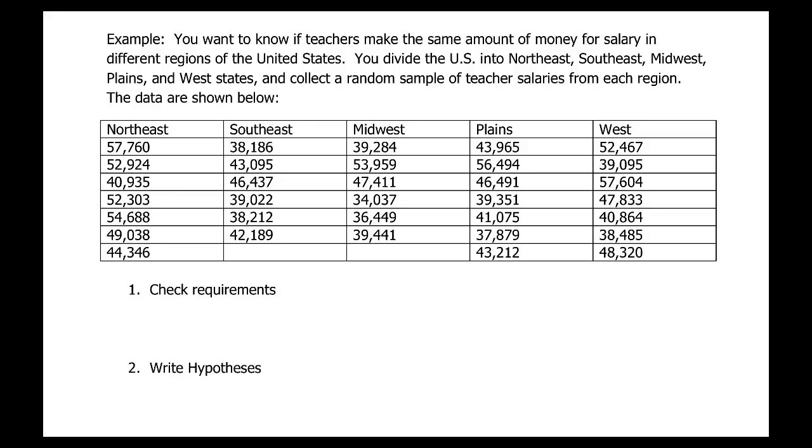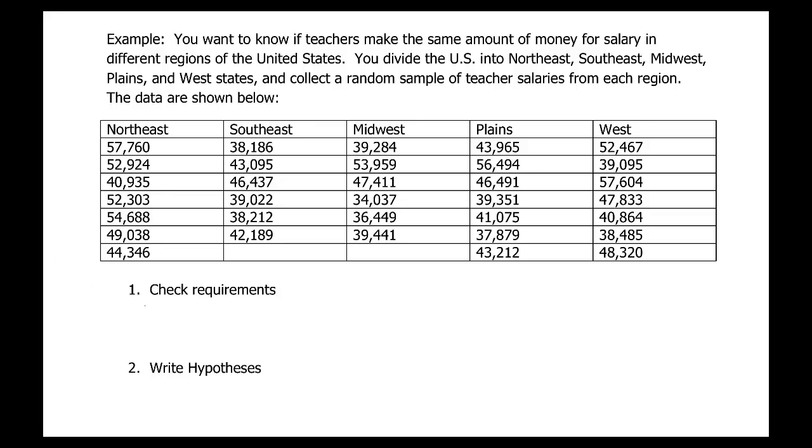So the example for an ANOVA, we're going to be looking at different regions of the United States and salaries of teachers in each of those regions. The sample data has already been collected, and you'll see that we have sample data for each of the 5 regions of the United States. So let's check our requirements.